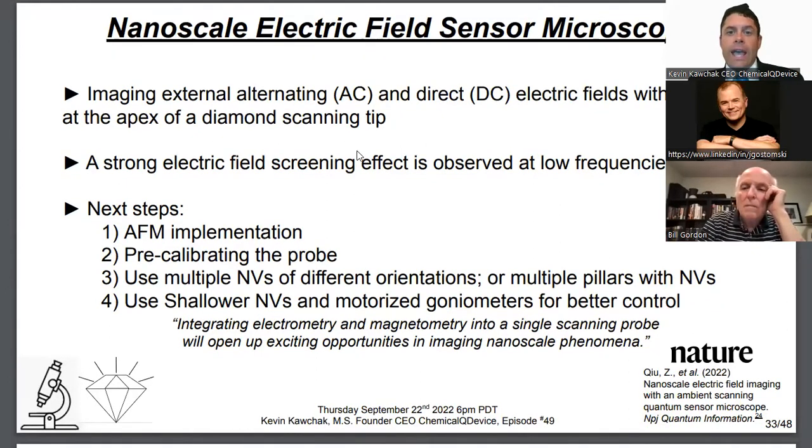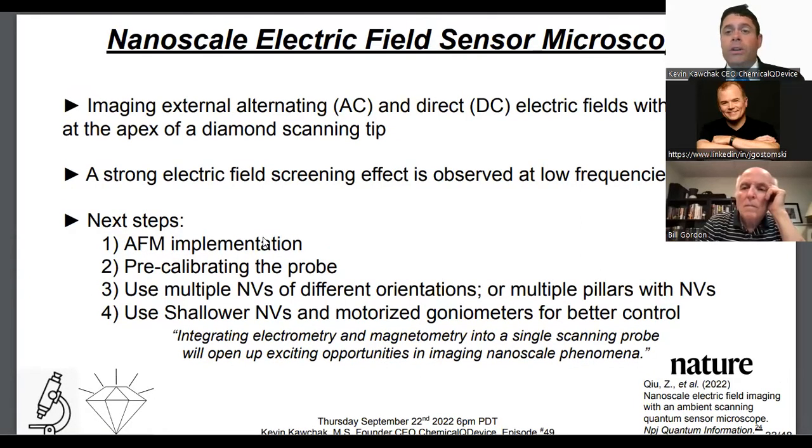So this is basically AC and DC electric fields. And it's good, the articles, and this is a Nature article here too, is that they want atomic force microscopy, so it doesn't actually touch certain things, recalibrating the probe, and here's a big thing, as I get to kind of like batteries in these diamond quantum sensors, is to use multiple nitrogen vacancies of different orientations or multiple pillars with NVs, and to use shallower NVs as well, and motorized goniometers for better control.